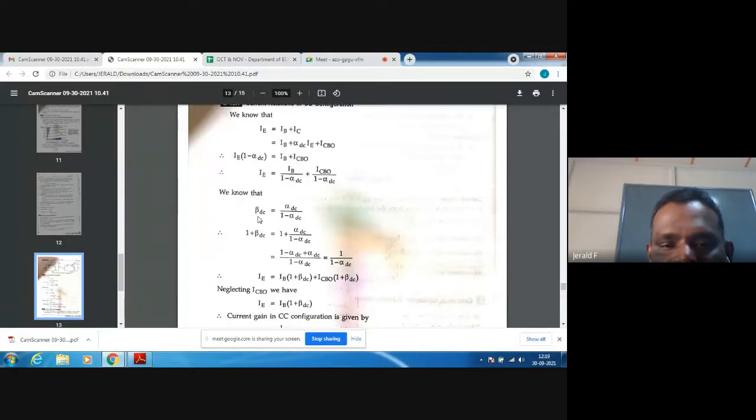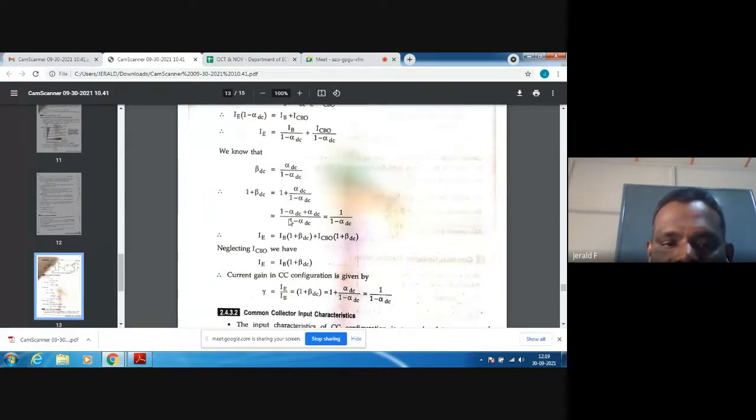So we need the value. We can already calculate the beta value. Beta is equal to alpha divided by 1 minus alpha, as previously calculated for the emitter. Beta is equal to alpha divided by 1 minus alpha. That is called the stability factor. So we can add 1 plus the stability, which extends to 1 plus beta DC. So 1 plus alpha DC divided by 1 minus alpha DC, you can add it.